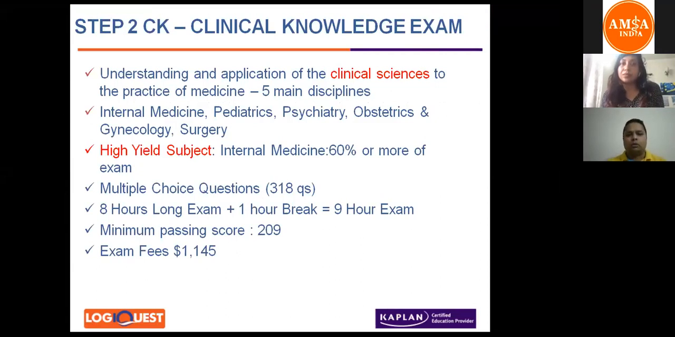Step 1 is all about understanding the basic sciences. Step 2 CK is all about understanding the clinical sciences. Step 1 has 7 subjects. Step 2 CK has just 5 subjects. So there are going to be 2 subjects less than your Step 1, which is why in webinar 3 we spoke about Step 1 preparation taking about 9 to 12 months, and Step 2 CK taking about 4 to 6 months.